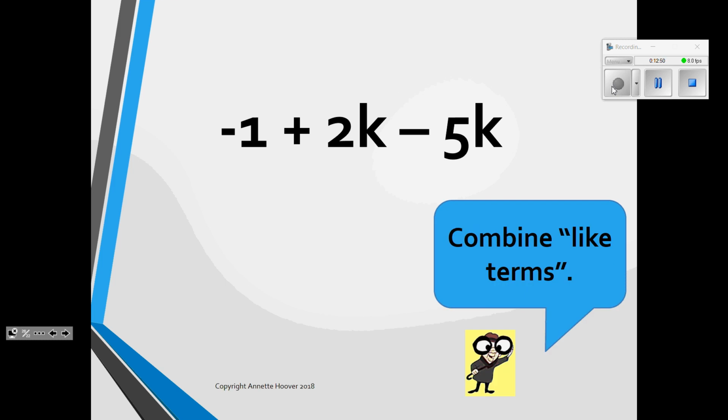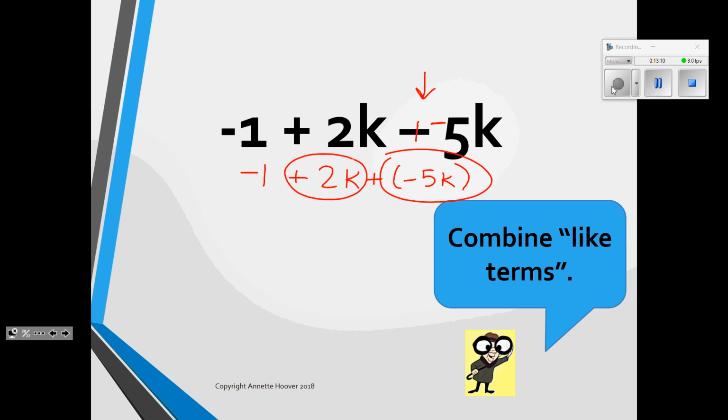Negative 1 plus 2k minus 5k. Negative 1 plus 2k. Here's the first place we have to rewrite, so we add the opposite, or do our click, click. Now you have negative 1 plus 2k plus a negative 5k. Here are our like terms. Both have the variable k attached. The signs are different, so we subtract. So that would be negative 1 minus 3k.